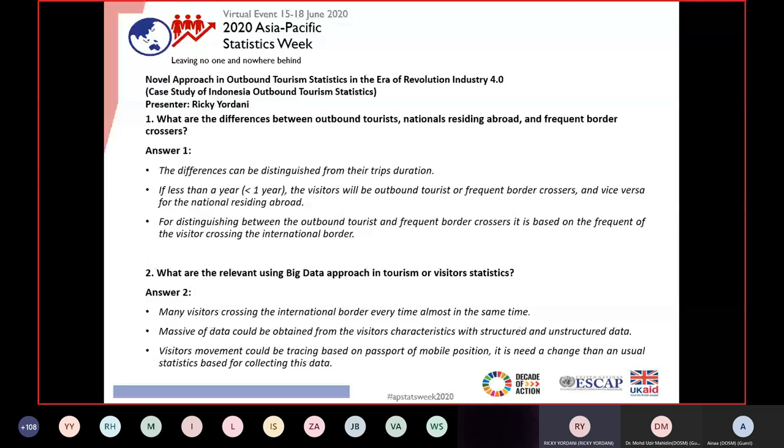For our research, we use big data to calculate the data from DGI, Directorate General of Immigration. We have a daily basis database from the Directorate General of Immigration, and then we process it and calculate the number of visitors for our paper, the number of outbound visitors. Okay, I think that's the answer to the question.